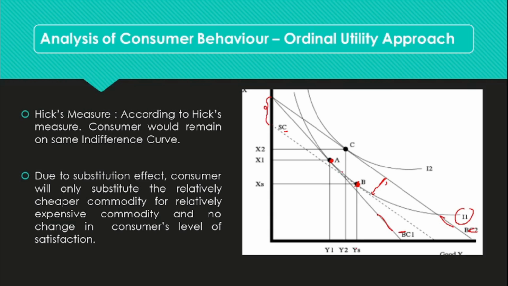Hope it is clear, and in the next video I will discuss the price effect, which actually contains both the income effect and the substitution effect, and that is the ultimate thing that we need to derive the demand curve for a consumer as per the indifference analysis.